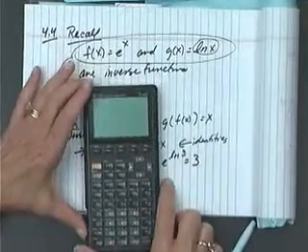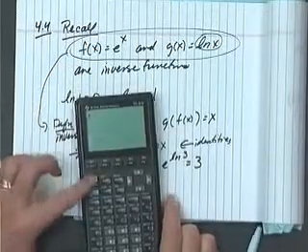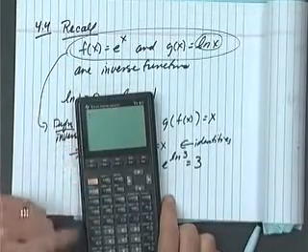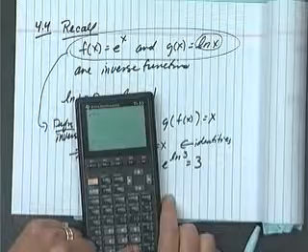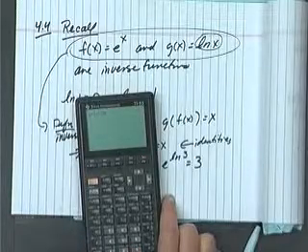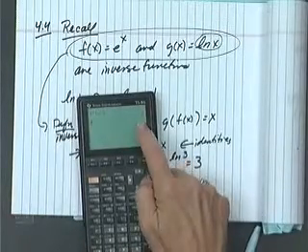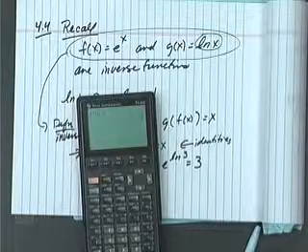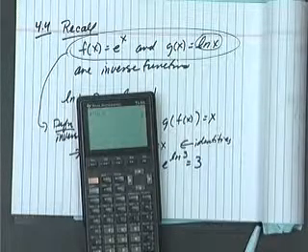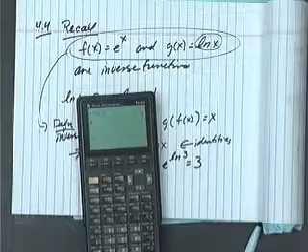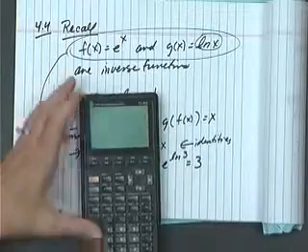I'm going to do e raised to the natural log of 3. So e raised to the natural log of 3. And when I enter that, I got 3. They're just inverses. They cancel each other out. So e raised to the natural log of x squared plus 3 is x squared plus 3.